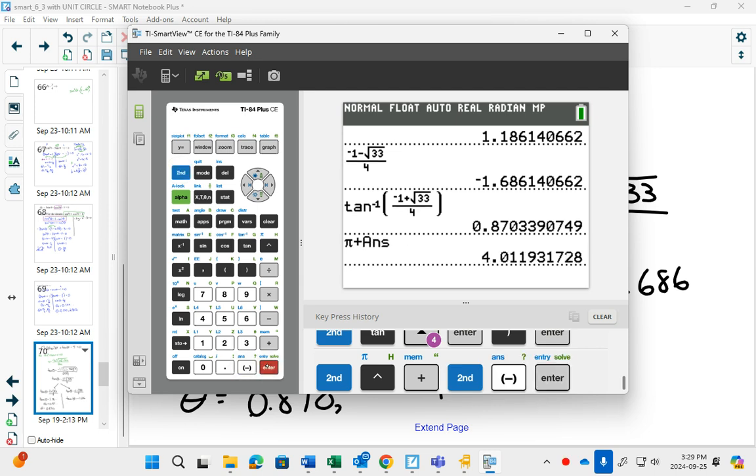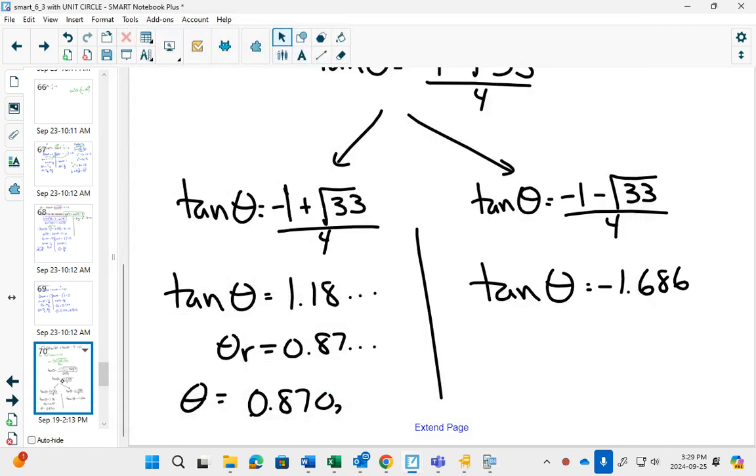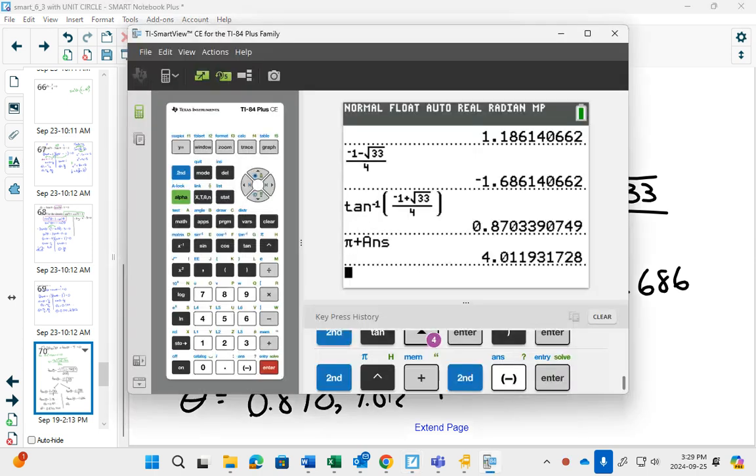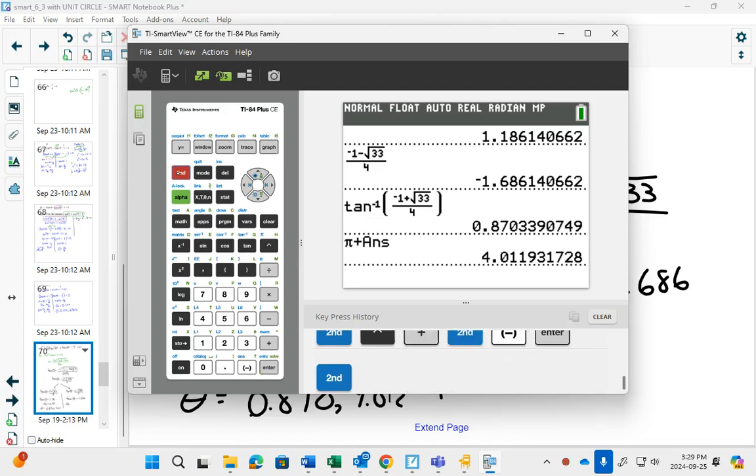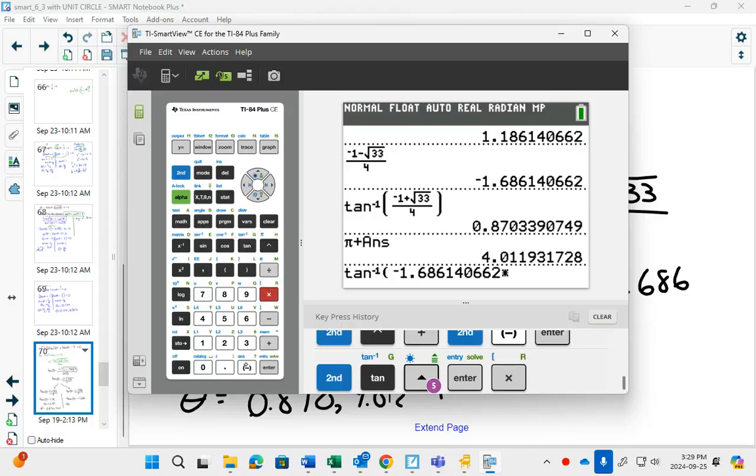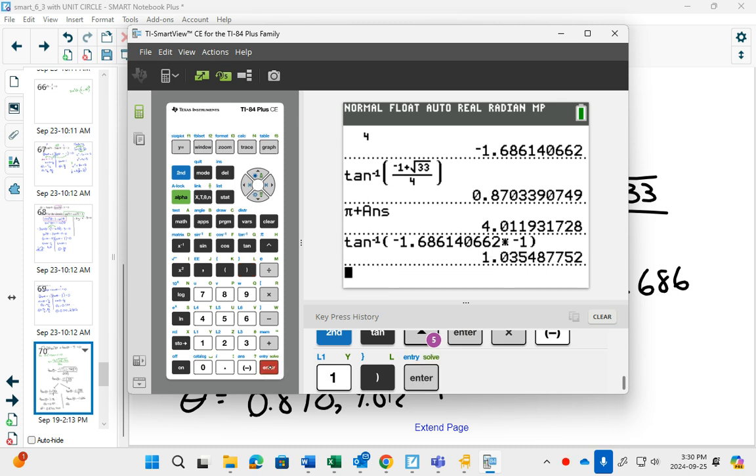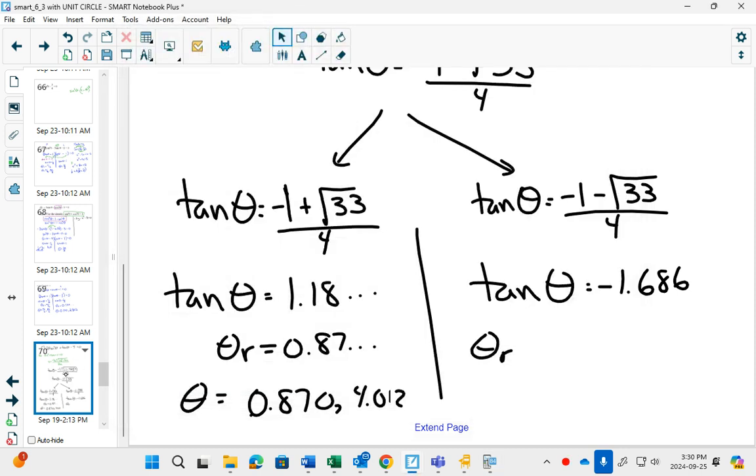And then I would do pi plus my answer, 4.012, as my second. This one's going to be a little bit trickier for your reference angle, because when I go tan inverse and I need to do this one right there, for reference angles, you never use the negative. So I could either use my cursor to go all the way back and delete that negative, but I think it would be quicker just to multiply by -1 to make it positive. Now when I push enter, I get the proper reference angle, 1.035.